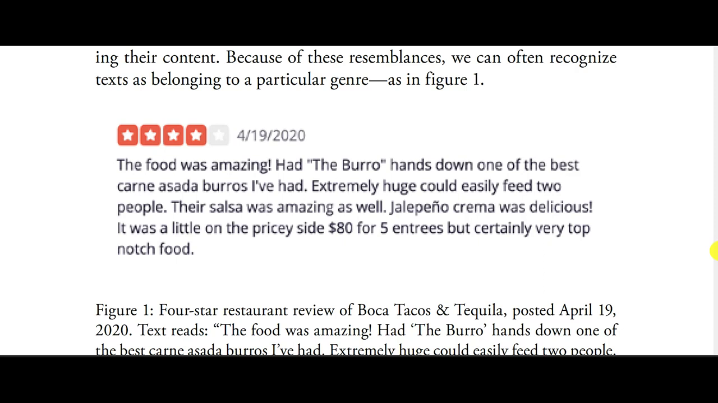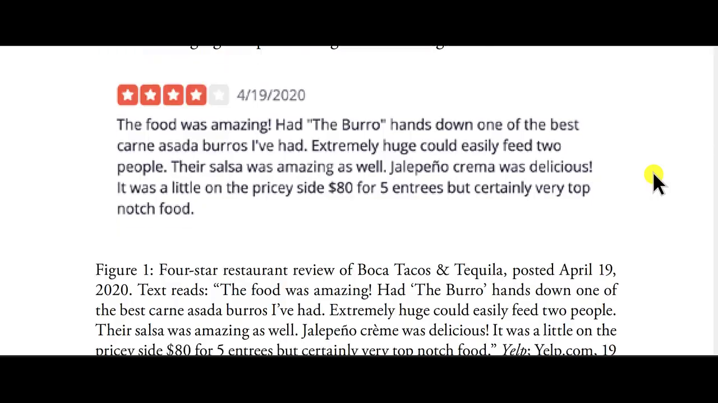So think about what is the goal of a review. It's to give you information very quickly. The stars that are used help with the quickness. The date is relevant because it needs to be timely. If it was a review from 10 years ago, that might not be too helpful.